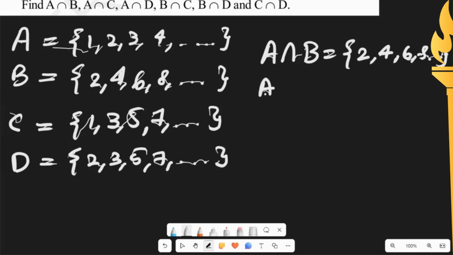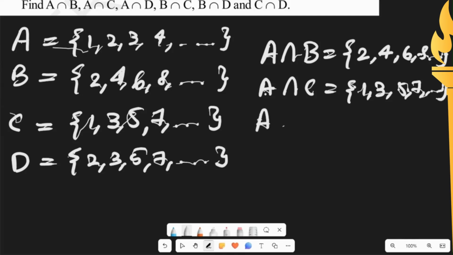Next, A intersection C, similar to the above one, we would have here odd natural numbers 1, 3, 5, 7, and so on. Next, third one, A intersection D, similarly A has all natural numbers and D has only prime numbers. So when we find intersection, that is, if we check the common elements in both of the sets, we would get all the prime numbers. So 2, 3, 5, and so on.